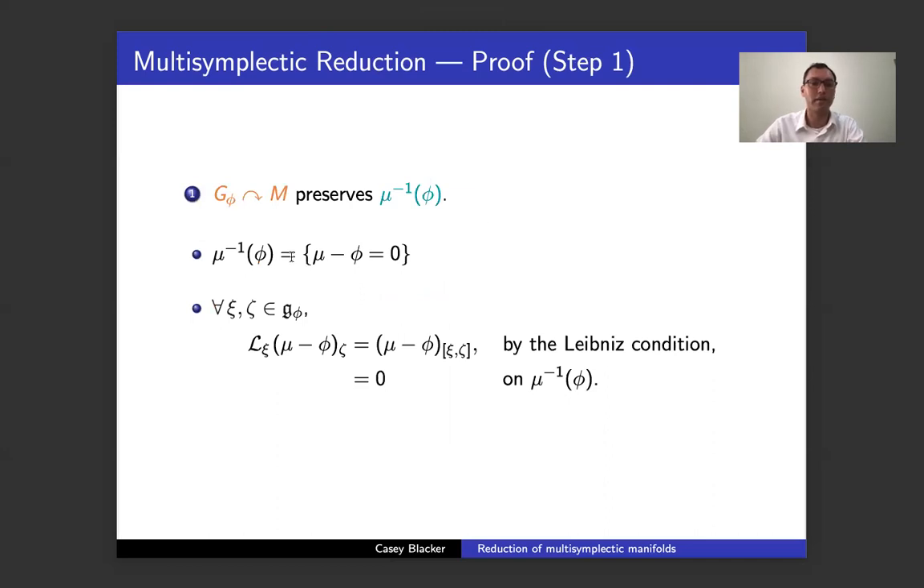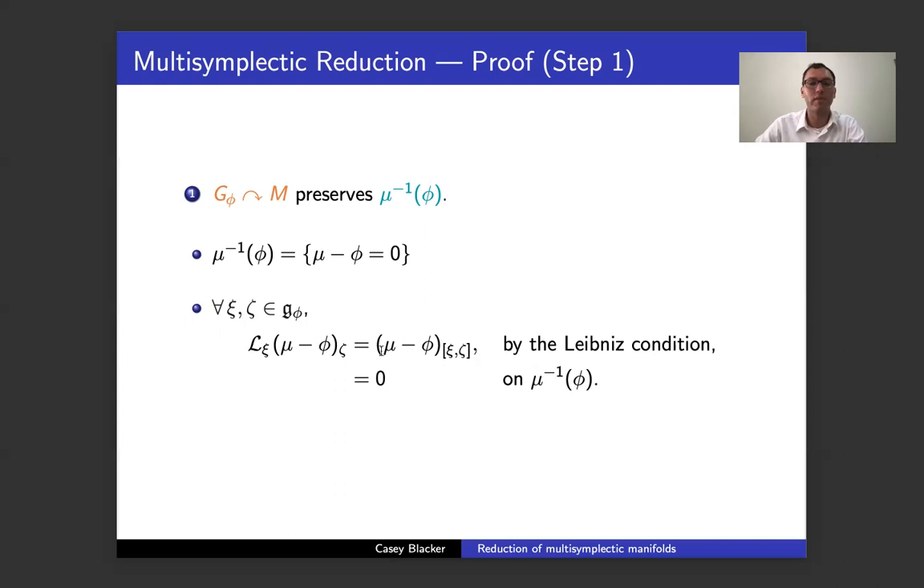So the first step is quite straightforward. First note that the phi level set of mu is the vanishing set of mu shifted by phi. And then we're going to invoke the alternative characterization of the Leibniz algebra homomorphism condition in terms of isotropy subgroups to infer that for all Lie algebra elements xi and zeta that preserve phi, we have the Leibniz algebra homomorphism condition for those phi preserving Lie algebra elements.